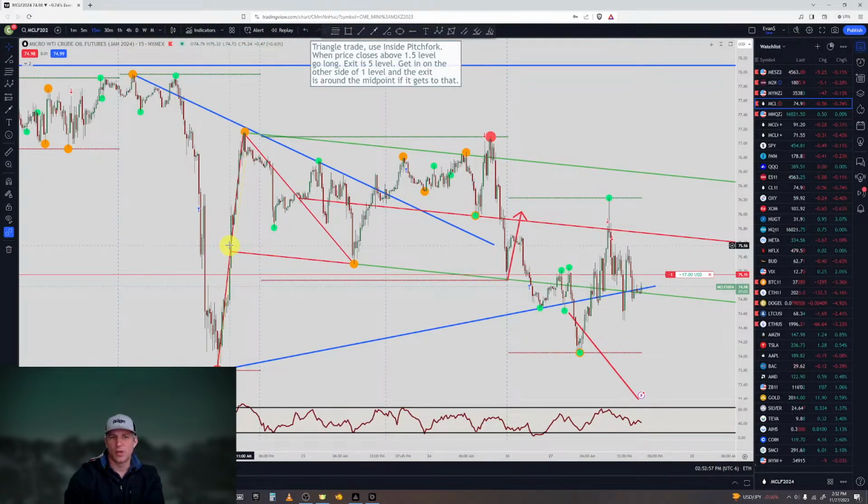So here we have an expanding one using that. There's point 1. No, I'm sorry, the regular triangle. Point 1, point 2 right here, point 3 right here, point 4 right here. So points 3 and 4 are within points 1 and 2. So then we just put the triangle or the inside pitchfork on points 2, 3, 4.